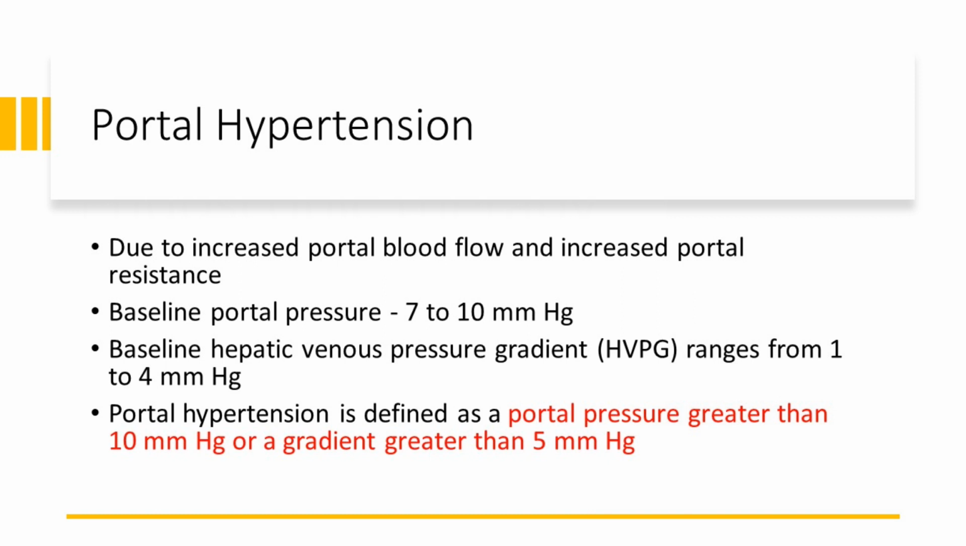Baseline portal pressure is around 7 to 10 millimeters. When do you call it portal hypertension? When your baseline pressure is more than 10 millimeters, or you do a hepatic venous pressure gradient. Nobody does this because it's more academic than practical, where you look at the free pressure in the hepatic vein, and then you look at the wedge pressure. But we don't do this, so we only look at portal pressures.